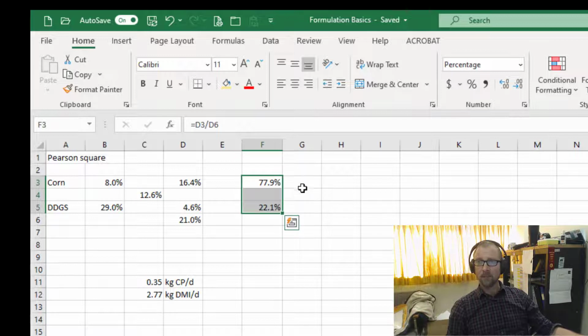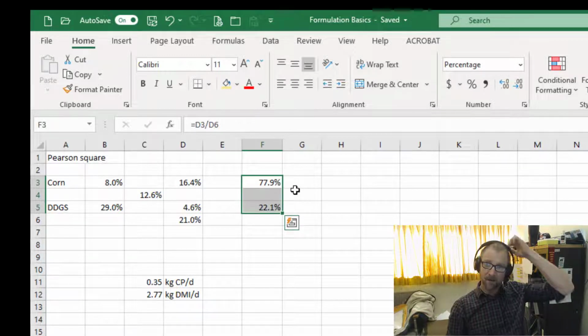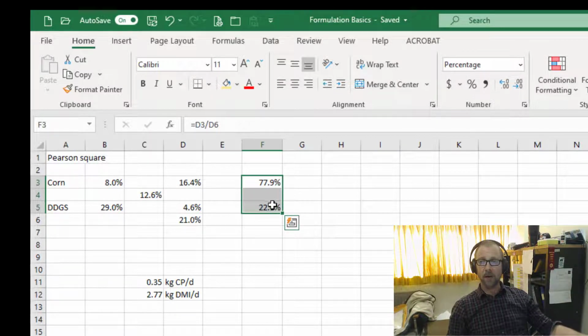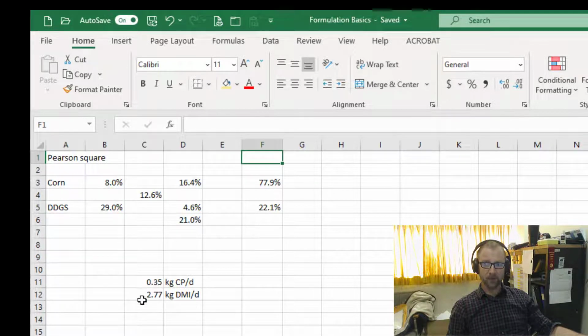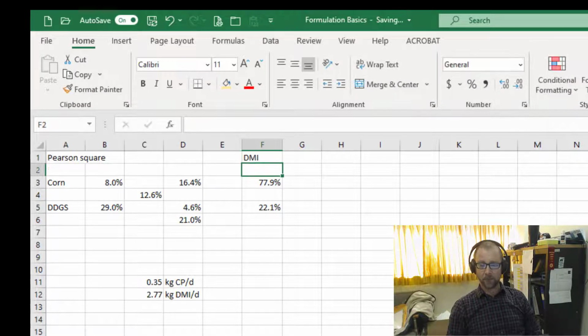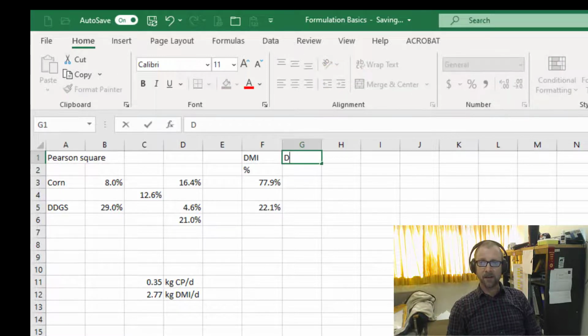Okay, so what this basically means is if I mix a diet of 77.9% corn and 22.1% distiller's grains, I will achieve a diet that should target and produce the 0.35 kilograms of crude protein. Okay, so this is like a dry matter intake on a percent basis. So let's find out what the dry matter intake is on a kilograms per day basis.